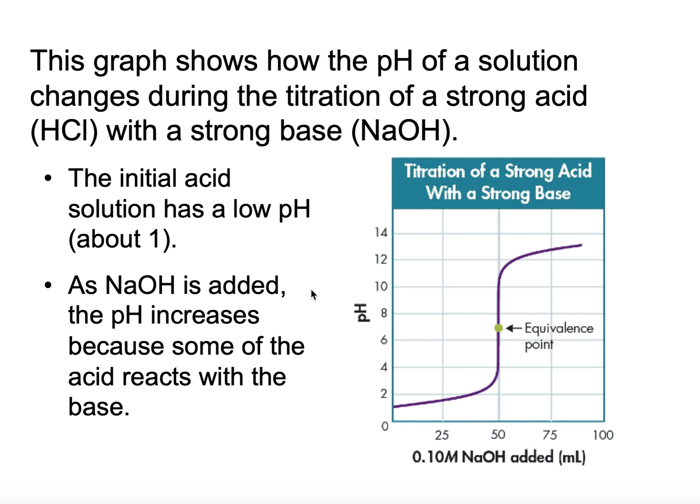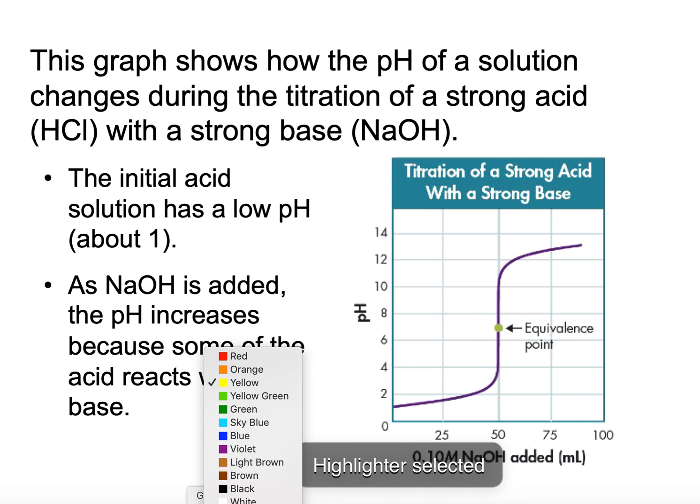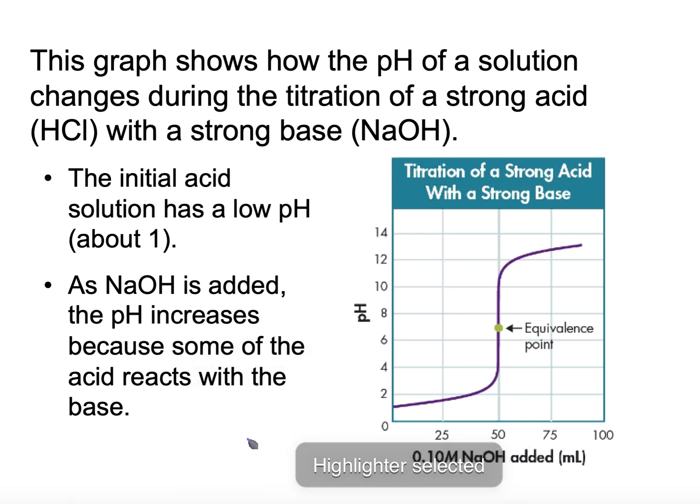So, this graph shows how the pH of a solution changes during the titration of a strong acid, HCl, with a strong base, NaOH. And we see here that the initial pH is around 1. It's in between 0 and 2. And as NaOH is added, the pH increases because some of the acid reacts with the base.